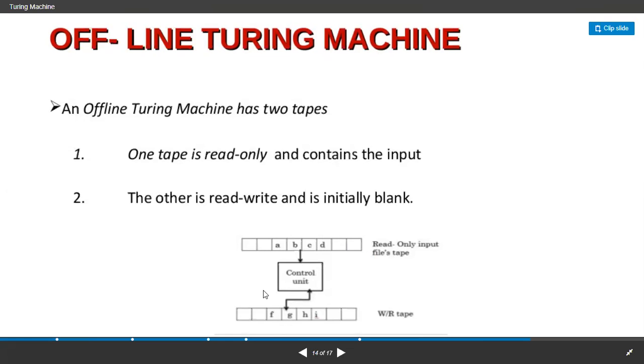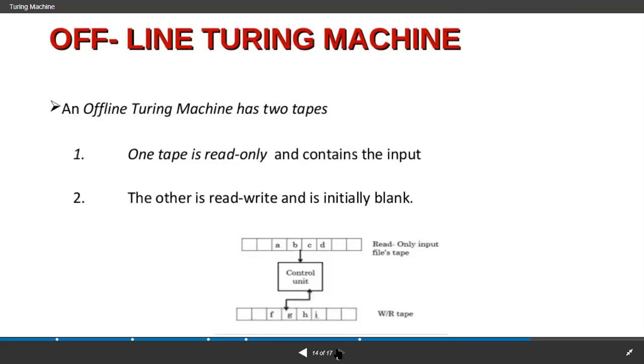This is a read or write tape, and this is the read-only input tape. And we call this an offline Turing machine, where it has two tapes, a read-only head and a read or write head, right? And in between we control them using a control unit, and we are controlling our read or write heads. Read-only input tape and write or read tape, and initially we need to take it as blank. This is an offline Turing machine.